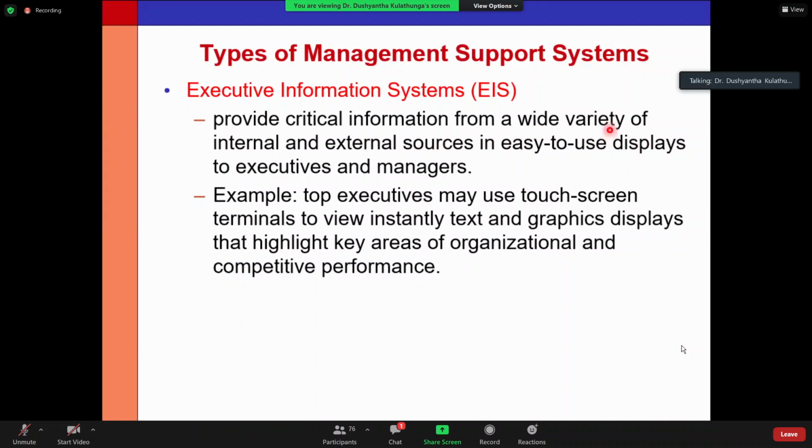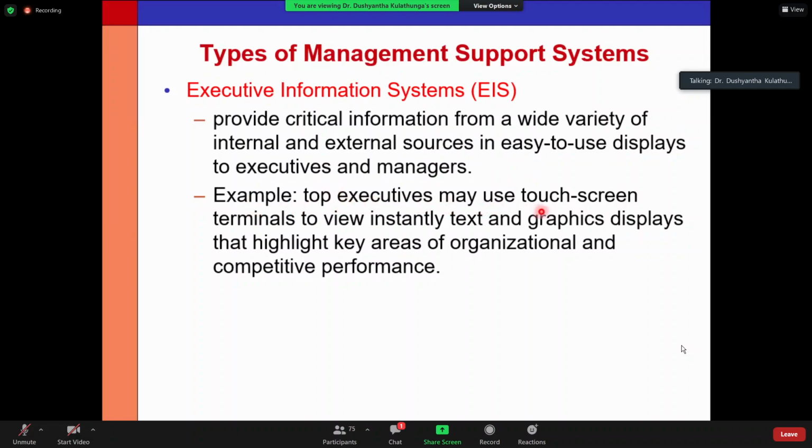Now, what is the easy to use format? I think in the example that is not given, but maybe something like a dashboard. Dashboards are very popular in providing critical performance related information and critical operations related information to managers in an organization. Therefore, these executive information systems may use dashboards to provide the critical information to the managers or executives so that they can make effective decisions in a timely manner.